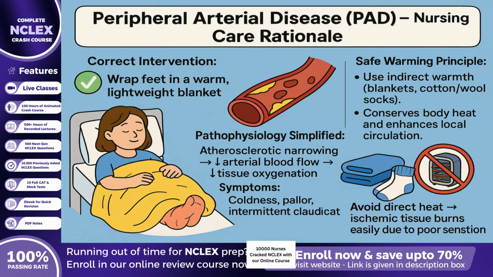Clients with peripheral arterial disease have impaired arterial blood flow to their lower extremities due to atherosclerotic narrowing. This leads to reduced oxygenation of distal tissues, causing symptoms such as coldness, pallor, and intermittent claudication. The most appropriate nursing action in this situation is to apply gentle, indirect warmth, such as wrapping the feet in a warm, lightweight blanket or using soft cotton or wool socks.